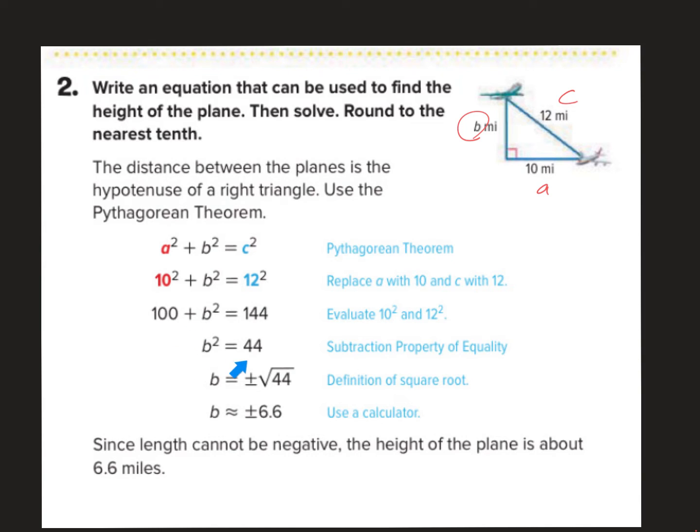is equal to 44. And again, we've got b squared, we want to know b, so we take the square root of b squared, and the square root of 44 comes down to about 6.6. So once again, since length cannot be negative, the height of the plane is about 6.6 miles. And that works because we've got 6.6, 10, and 12, and all those numbers seem very reasonable for the values that we're working with.